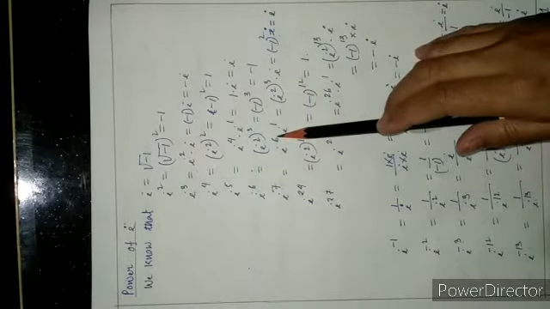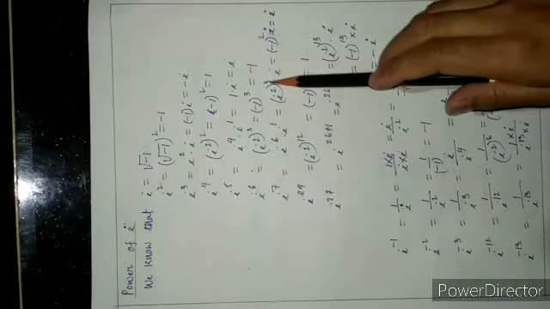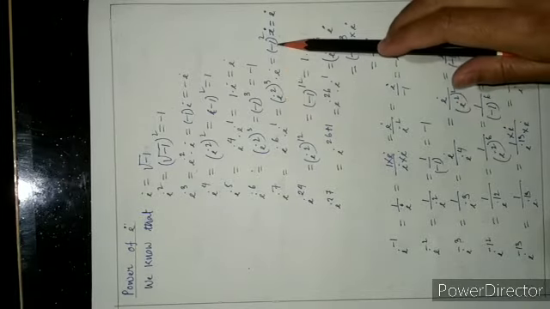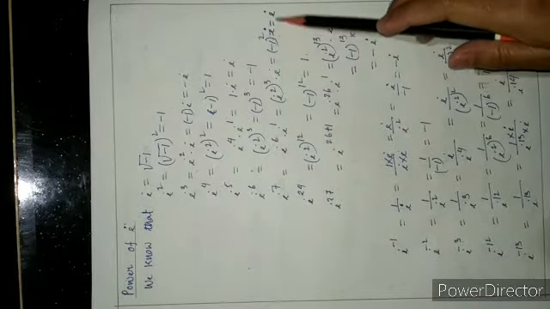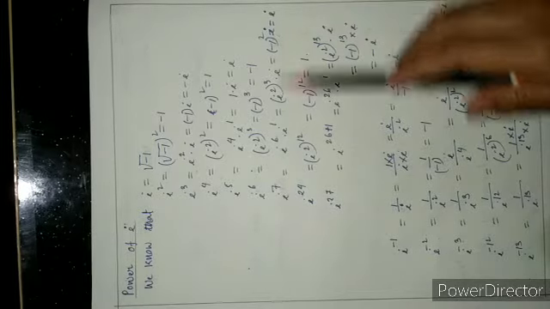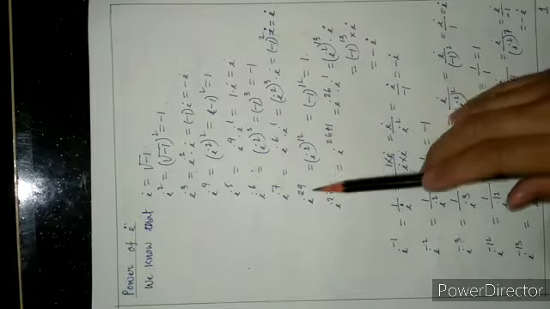Then i to the power 6. 6 is a multiple of 2, and so it can be expressed as i square whole to the power 3 into i. Since the value of i square is minus 1, minus 1 whole to the power 3 into i gives plus 1 into i, which is equal to plus i. In this way, i to the power 7 is reduced.